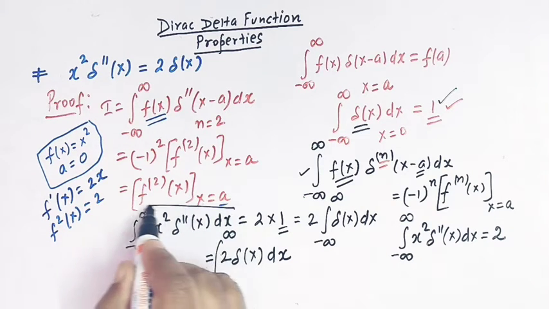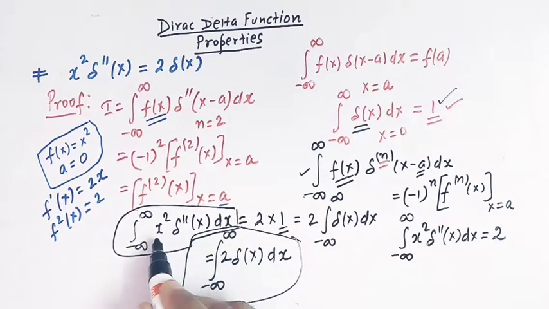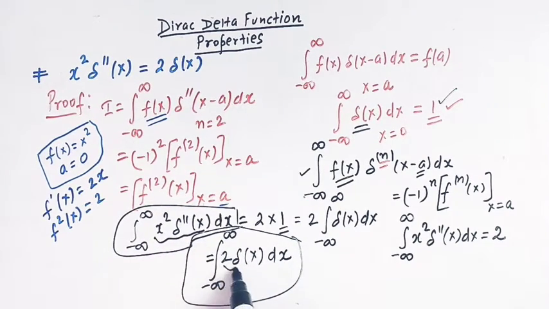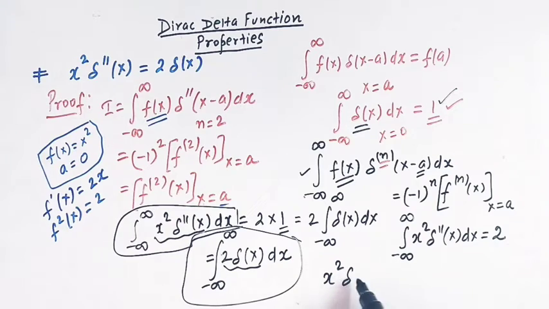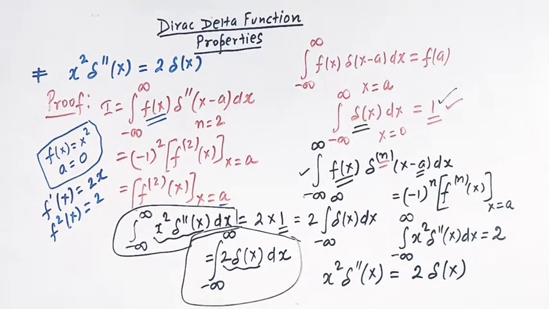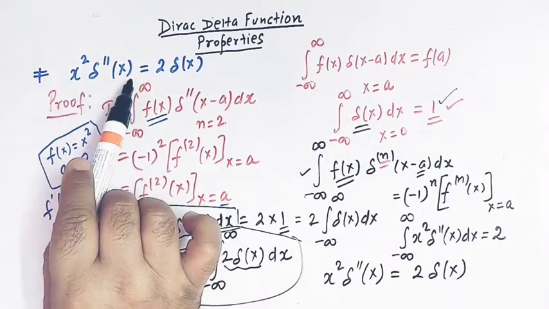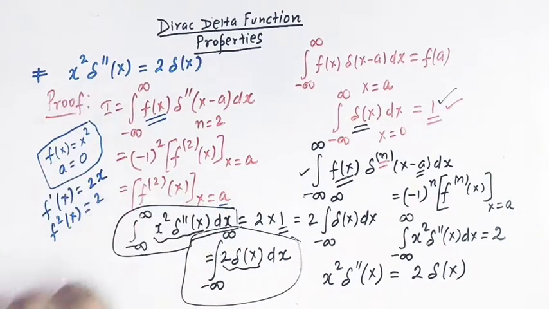So now if we compare this integral with this one, then we can see that this expression is equal to this expression, right? So comparing these two integrals, we have x squared times the second derivative of the Dirac delta function is equal to 2 times delta of x, right? So this is how we can prove this important property of the Dirac delta function, connecting the Dirac delta function with its second derivative.